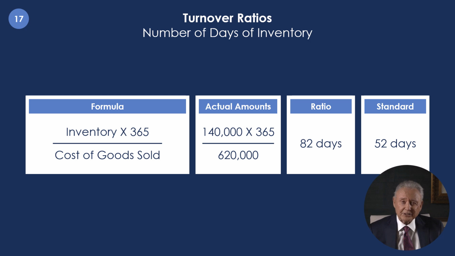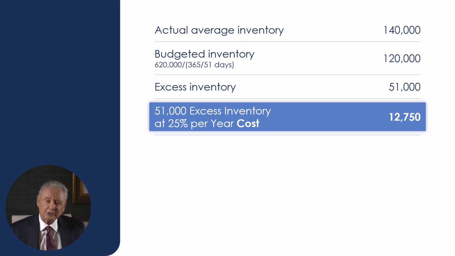The standard is 52 days. This means inventory is moving too slowly. A typical clothing wholesaler turns inventory in 51 days. ABC Company takes 82.4 days.